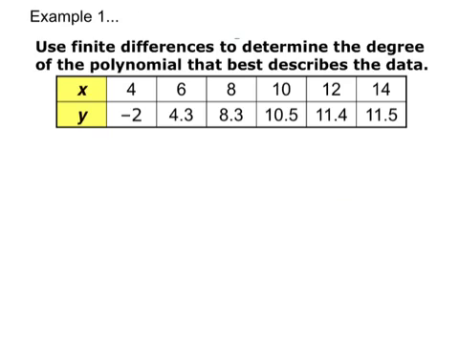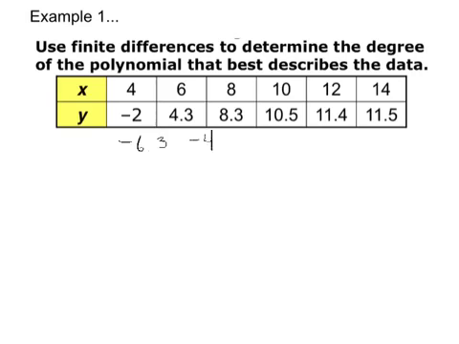Finite differences, that means we're going to take the y values and find the difference. And remember, we just have to go in the same order. It doesn't matter what order we use, it just has to be the same. So if I'm going to move from left to right, -2 minus 4.3. That gives me -6.3.